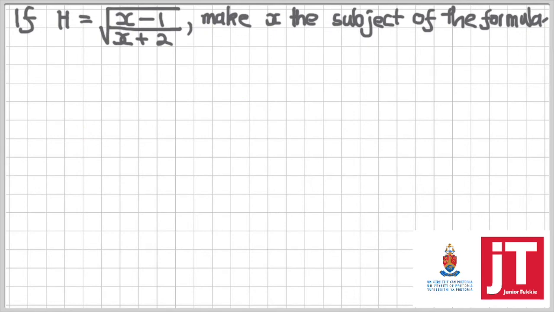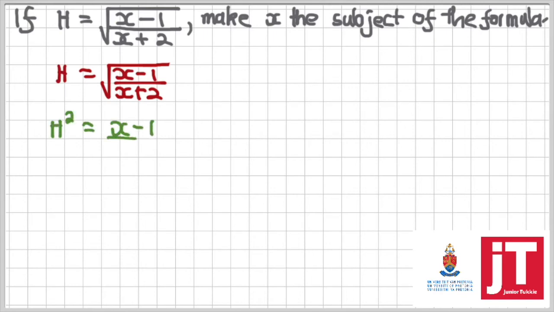They say if h is equals to the square root of x minus 1 over x plus 2, make x the subject of the formula. There is a square root sign to start with. So how do I remove any square root sign? You square both sides. Obviously, I'm going to start off by just rewriting the same question. Then if I square both sides, I'm going to have h squared is equals to x minus 1 over x plus 2. That's how you get rid of the square root sign.